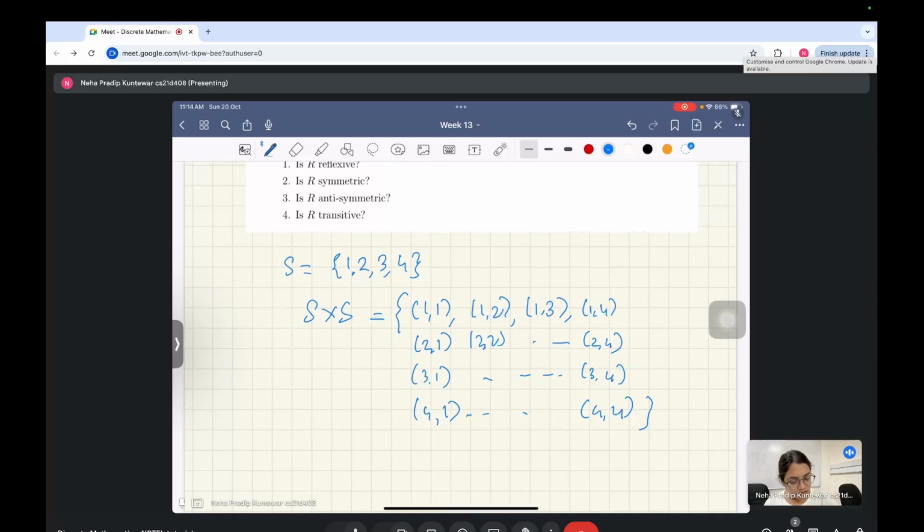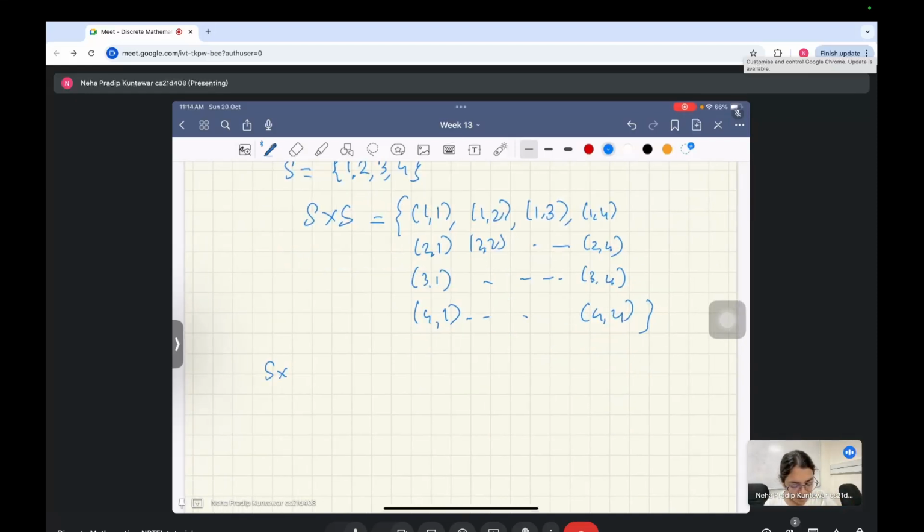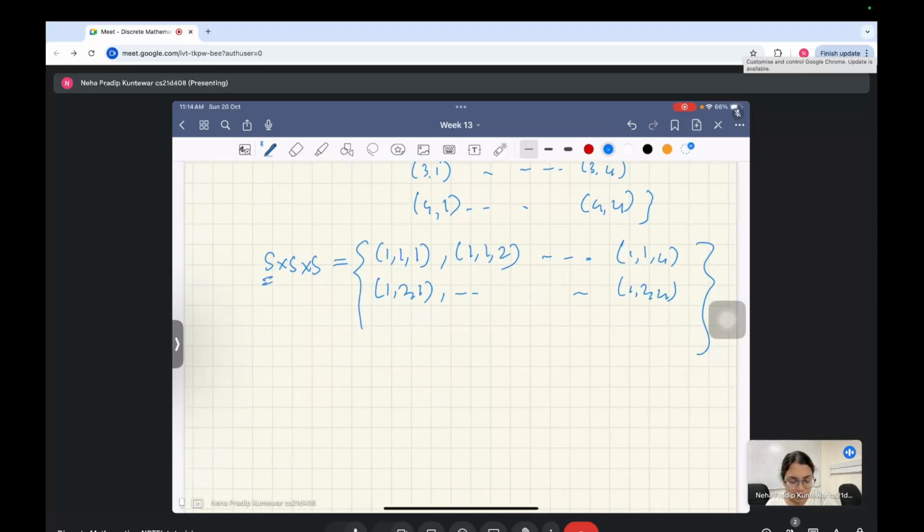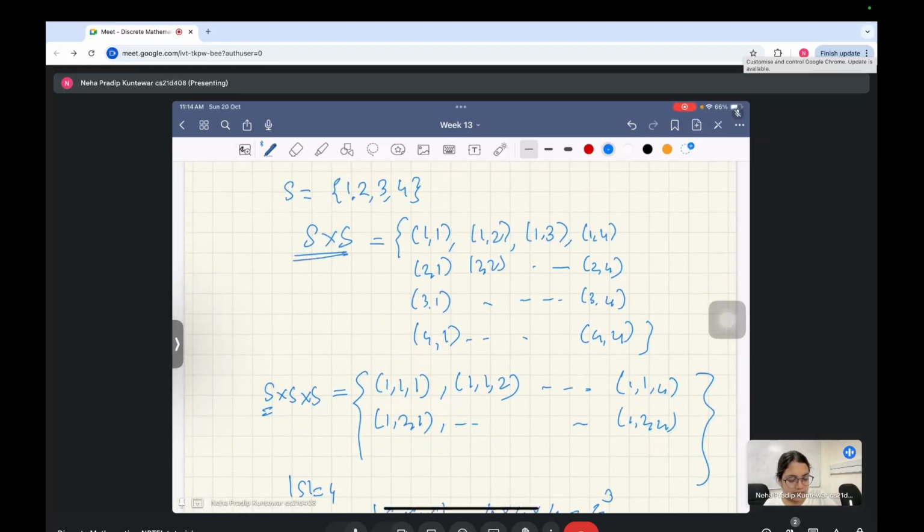And if I want to write S cross S cross S, for example, then this becomes a 3-tuple. So what you have is (1,1,1), (1,1,2) and so on up to (1,1,4). Then you have (1,2,1) and so on up to (1,2,4) and so on. So basically, how many entries would be there if there are 4 elements in the set? The size of S cross S cross S would be 4 into 4 into 4, which is 4 cube. In this case, S cross S has a size of 16.